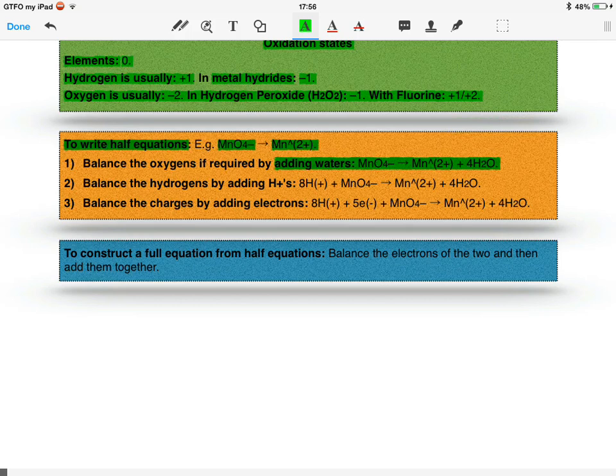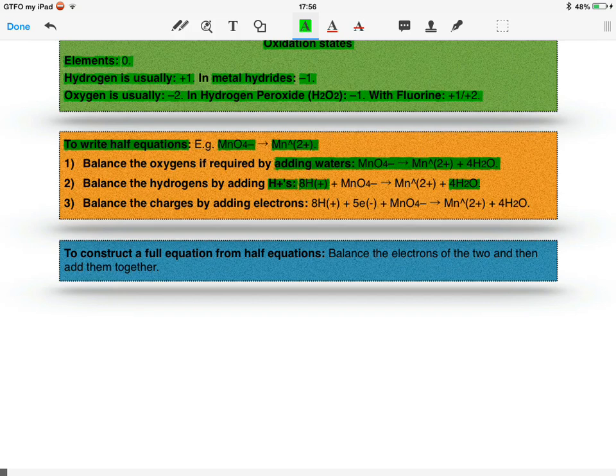So once we've done that, we need to balance the hydrogens. We've got 4 H2O there, so the 4 H2 means 8 hydrogens on the right, so we need to add 8 H+ on the left.